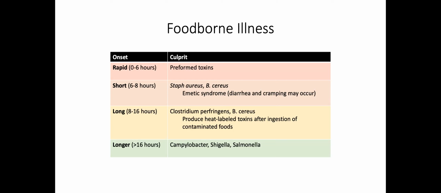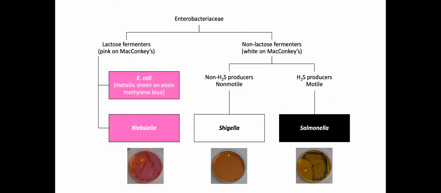So you get an emetic syndrome, which is diarrhea and cramping. Long acting would be 8 to 16 hours, and that's when we get our Clostridium perfringens and more of our B. cereus, which produce heat-labile toxins after ingestion of contaminated foods. So that's where our B. cereus is, that we reheat our cooked rice that wasn't refrigerated, and uh-oh, we still got diarrhea. Longer would be greater than 16 hours. That's when our Campylobacter, Shigella, and Salmonella come into play.